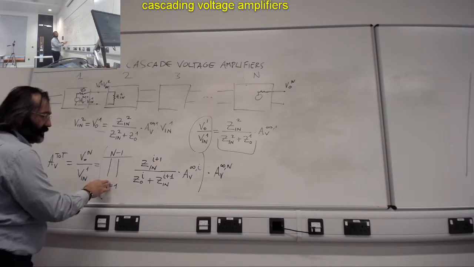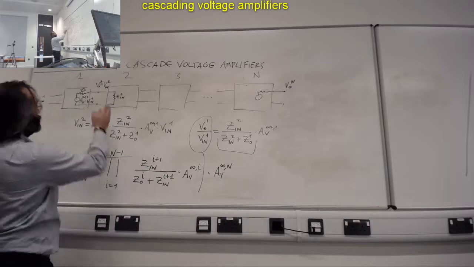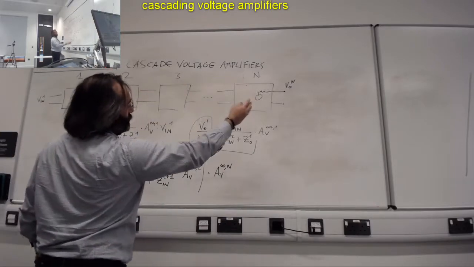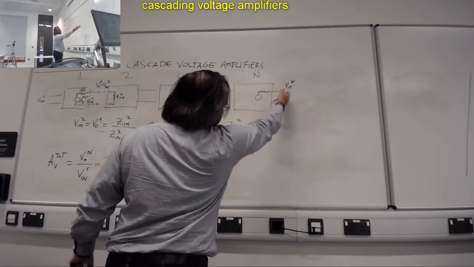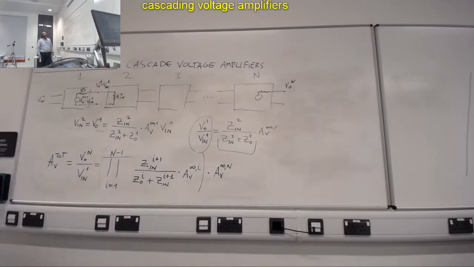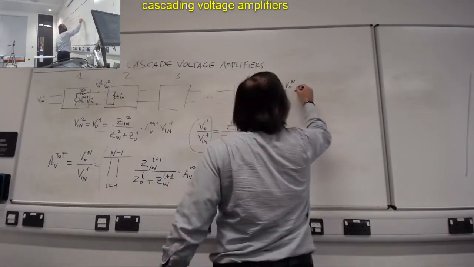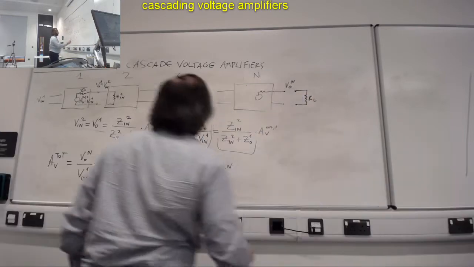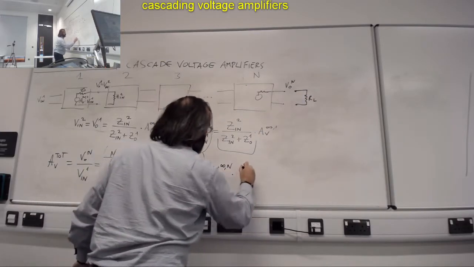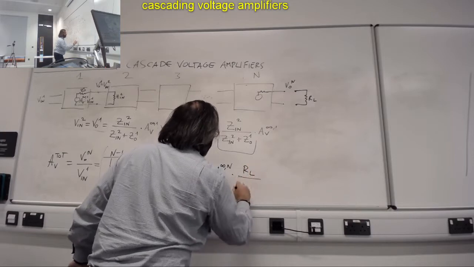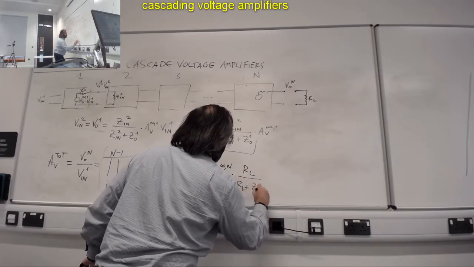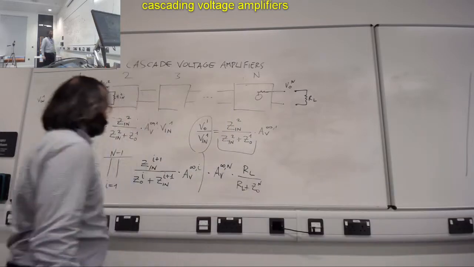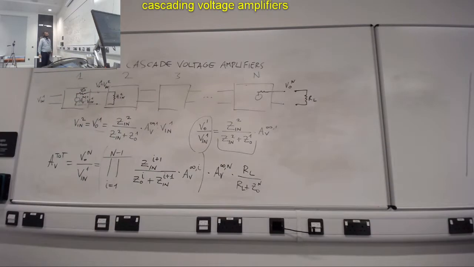So it's the product of all these terms for each stage, and just the last one if it is open, like that. Or, let's make it more general, if this was over a resistor RL, you could write the last term as RL over RL plus Z output N.